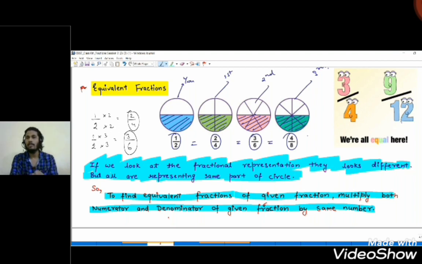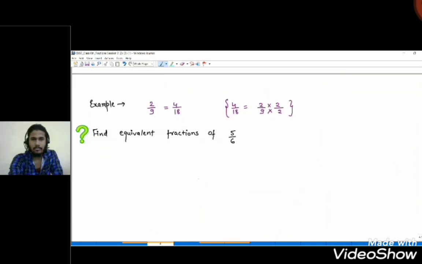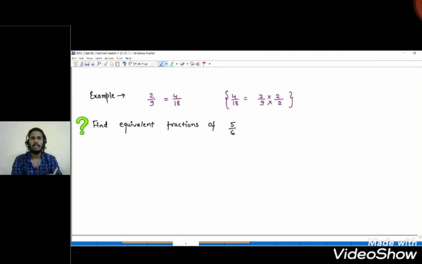So the final verdict we get from the slide is that if you multiply the numerator and the denominator by the same number, you're going to get an equivalent fraction of that fraction. Now let's quickly move ahead. An example has been shown that for 2 by 9 the equivalent fraction can be very easily found by multiplying the numerator and the denominator by 2. 2 multiplied by 2 becomes 4 and 9 multiplied by 2 becomes 18, thus 4 by 18 is the equivalent fraction.